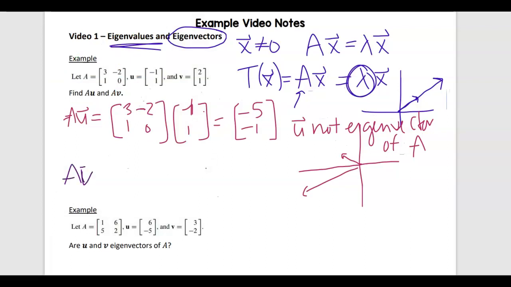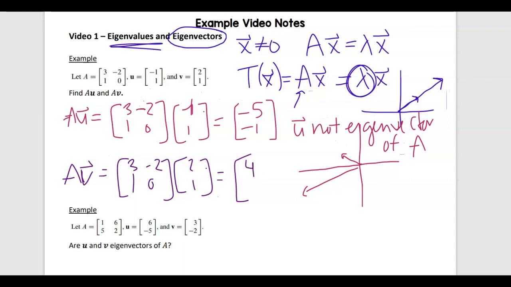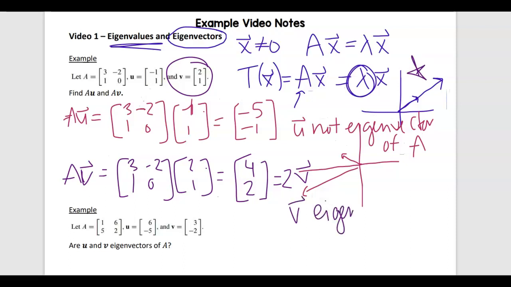All right, A times V. In this case, I get 6 minus 2, which is 4, 2 minus 0, which is 2. Now notice that is a scalar of V, that this is equal to 2 times V. And if I were to graph that, I would actually have a situation kind of like what I have up here. So that means that V is an eigenvector of A, and the corresponding eigenvalue is 2.